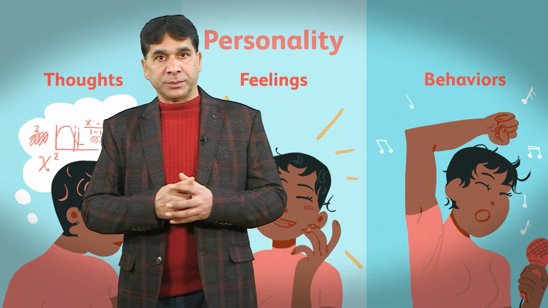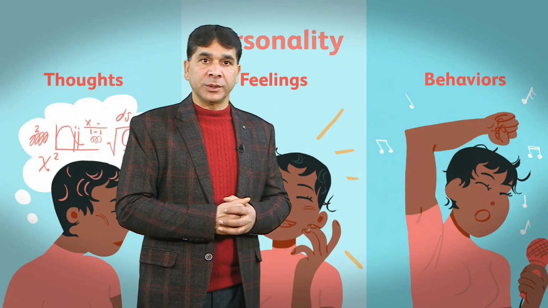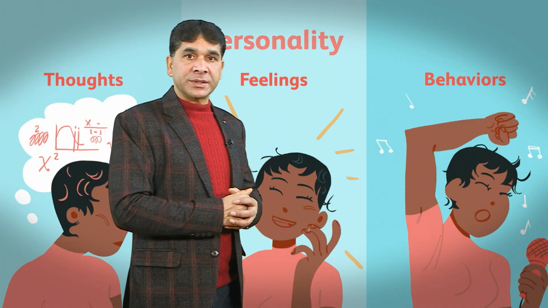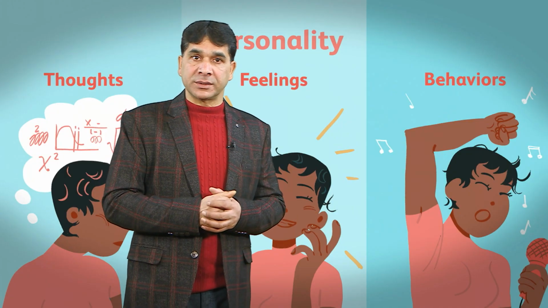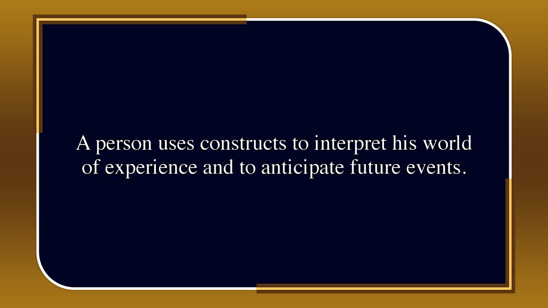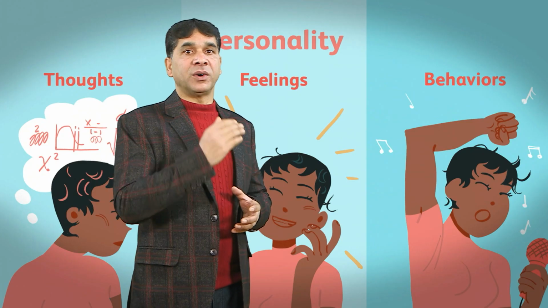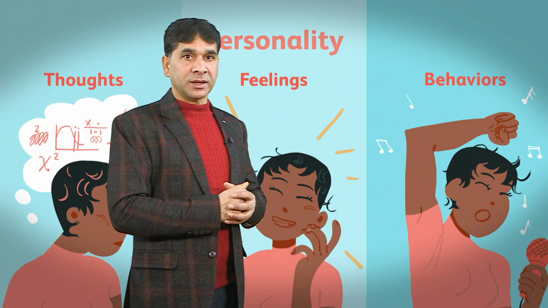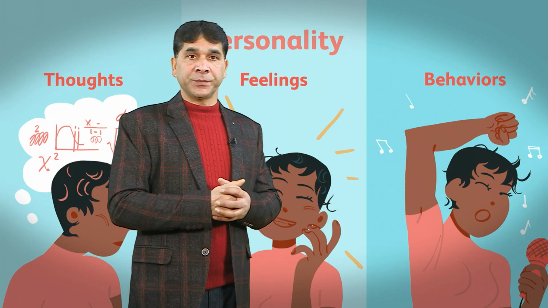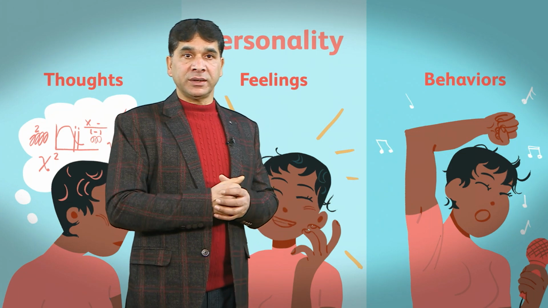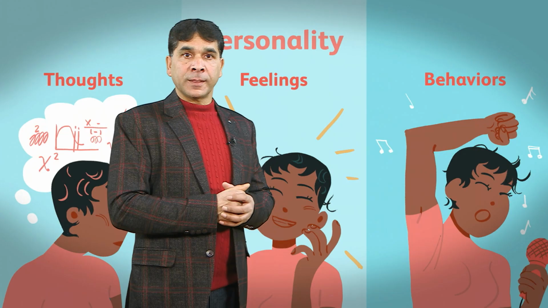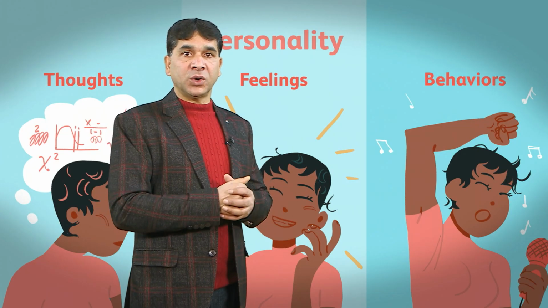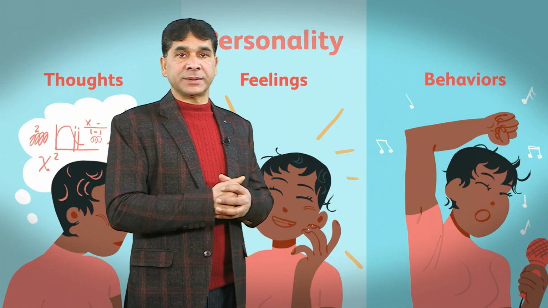It focuses on the processes that enable people to understand how individuals perceive and interpret people and things in their environment. A person uses constructs to interpret his world of experience and to anticipate future events. For Kelly, personality consists of the constructs one uses to anticipate future events. In order to know someone's personality, it is to know how he or she constructs personal experience.